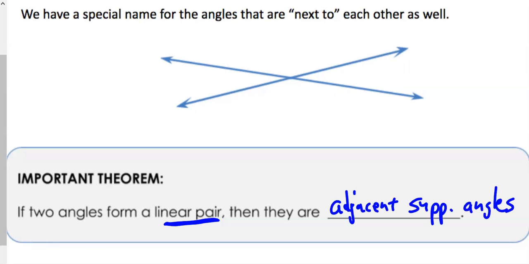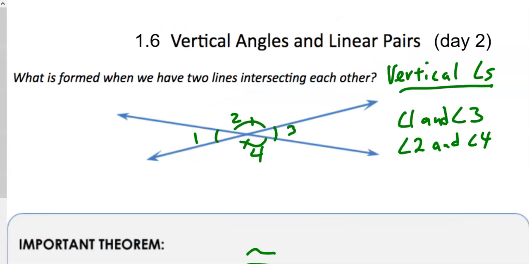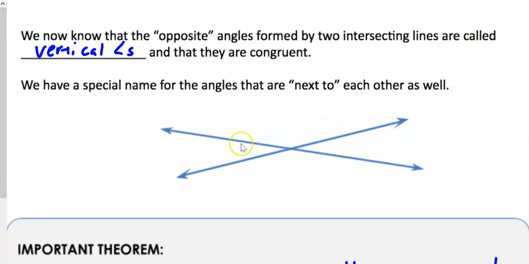A linear pair is a set of adjacent supplementary angles. So if I label these again, let me make sure I label them the same as I did up here. Okay, so start with 1 over there. So 1, 2, 3, 4.